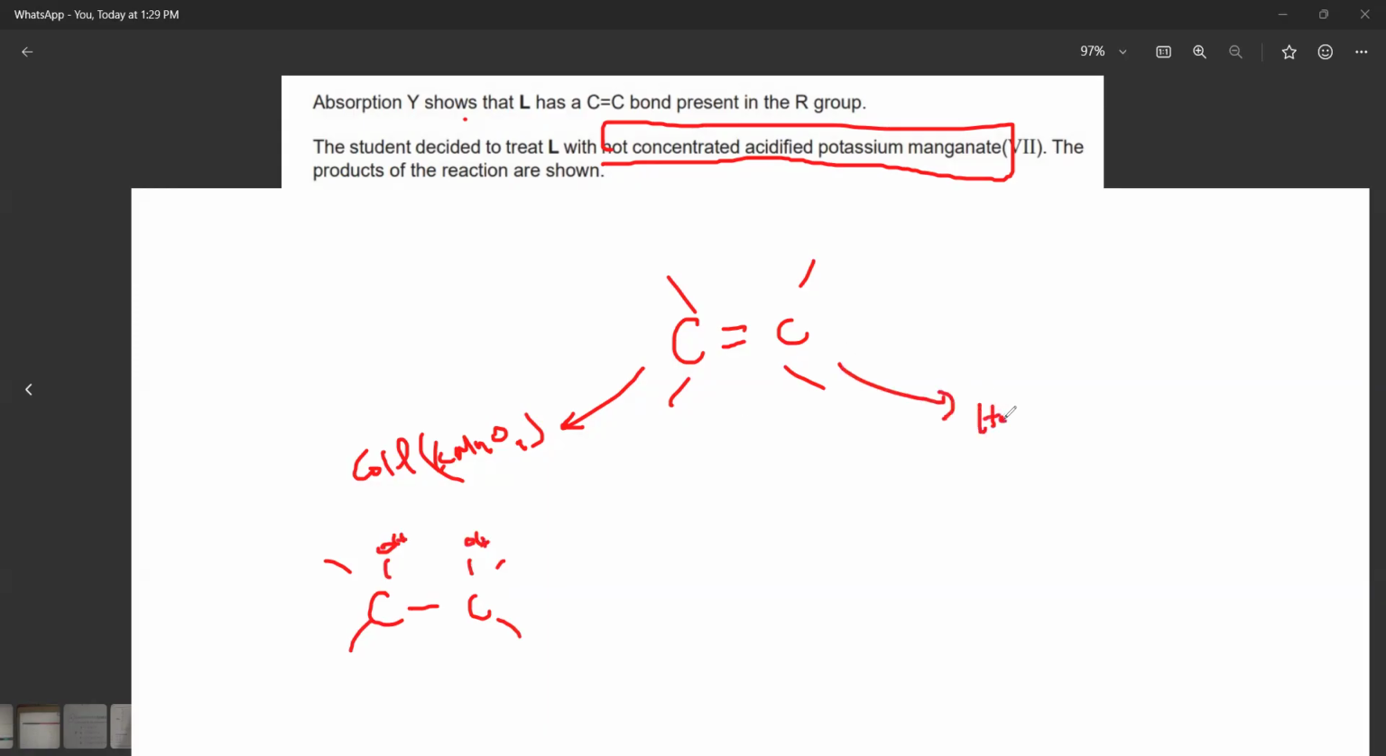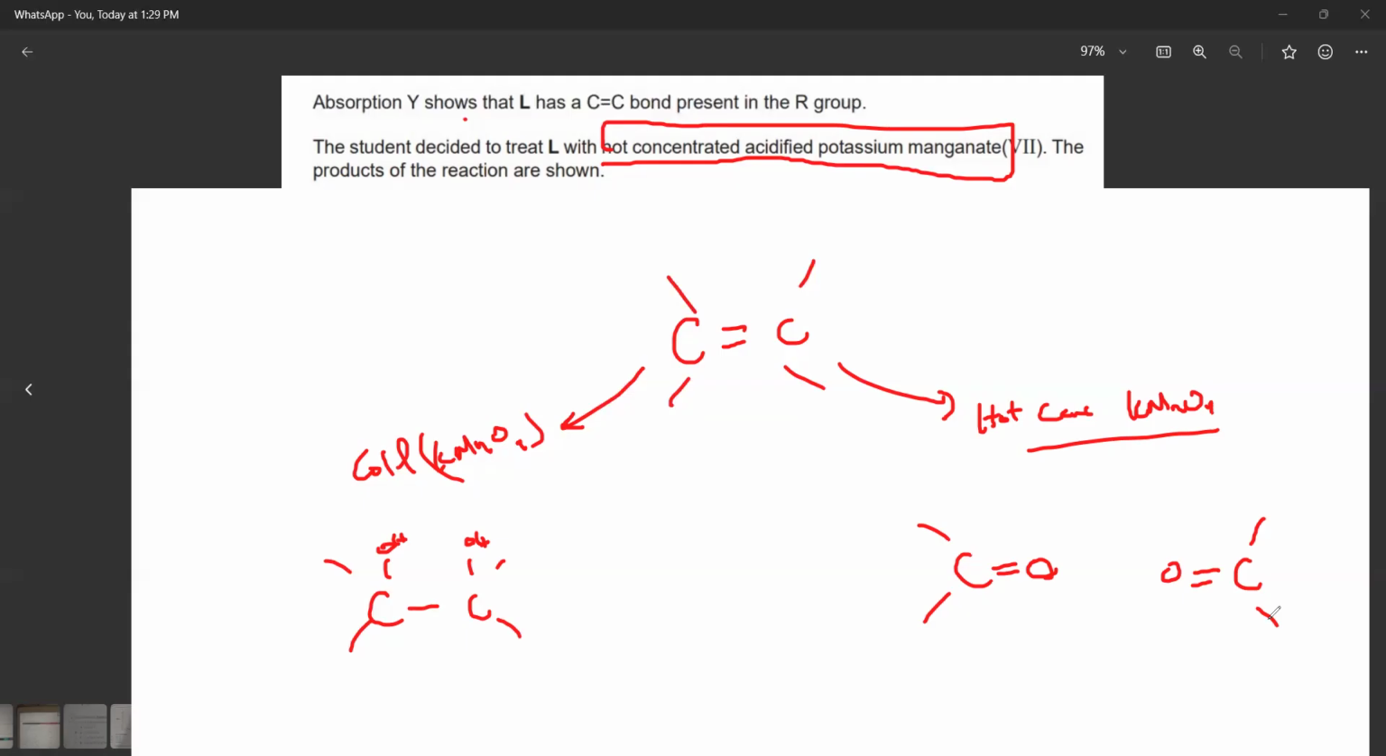But when it is hot, concentrated KMnO4, what is the effect? The carbon-carbon double bond will break, and oxygen will be attached to the two carbons that had the double bond. Both reactions are oxidation, because oxygen is added in both. If it is cold, it turns into a diol, and if it is hot, the carbon-carbon double bond will break. As a result, oxygen will be attached.